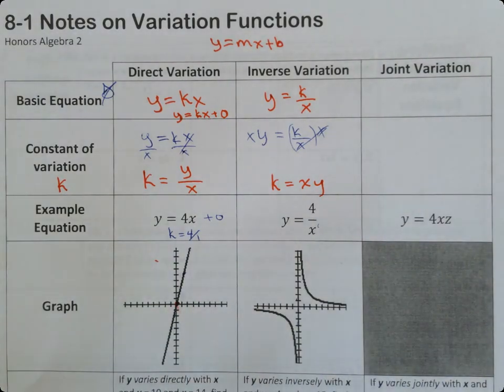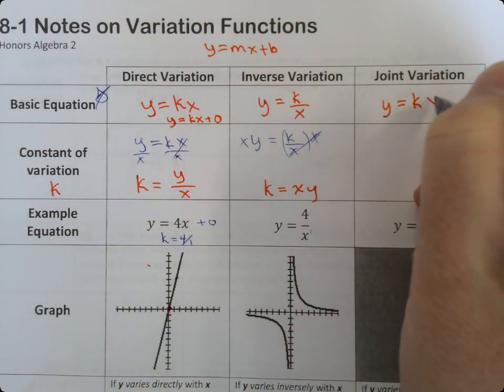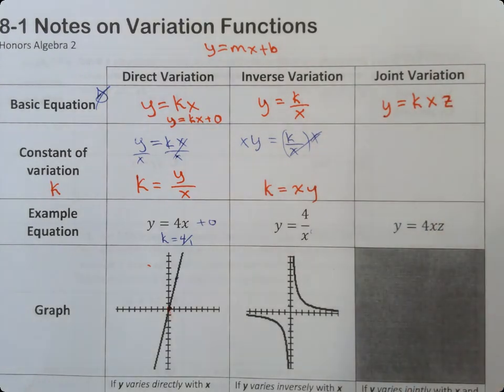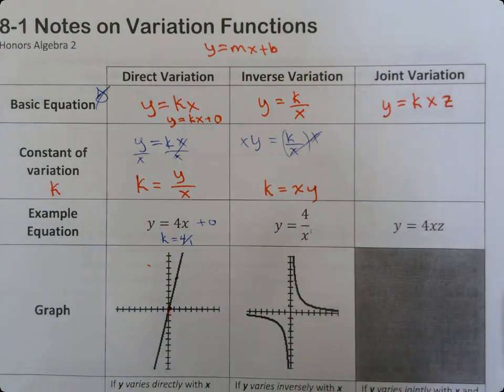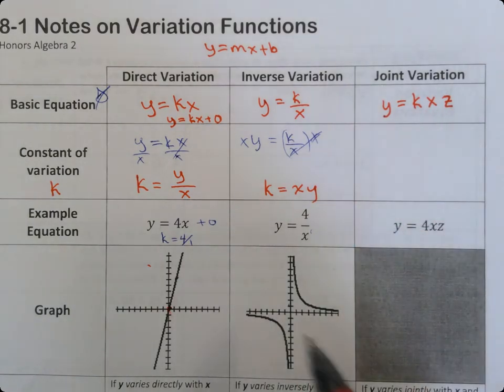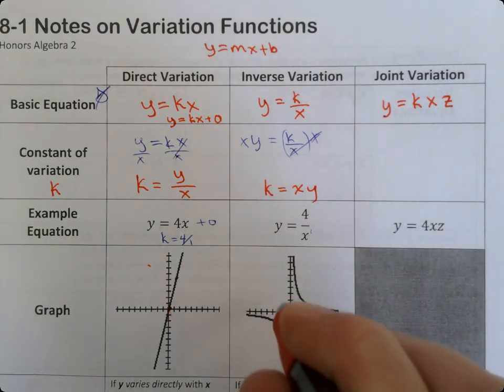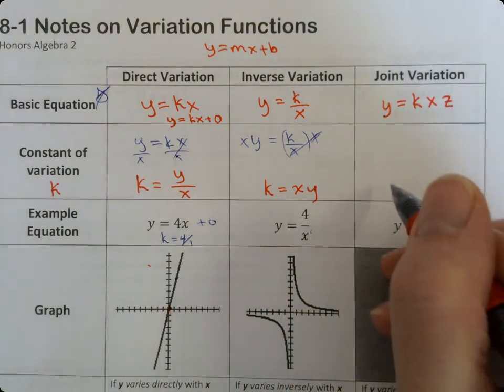All right, last one is called a joint variation, and it's y equals kxz. And I put a little line through my z to make it not look like a 2. Okay, this one, notice there's no graph. You have a third dimension. So if you were graphing this, you'd have your normal xy, and you'd have z coming out at you, like that third dimension.